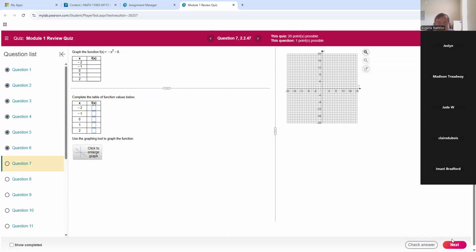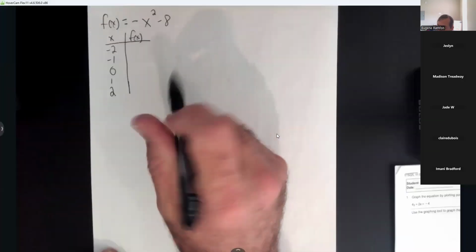All right, y'all, I think this is the last we got a graph, so let me think. F of x equals negative x squared minus 8. So the x's on this one, they're giving me negative 2, negative 1, 0, 1, and 2. All righty, so on this one, we're going to do the same thing. We'll figure out our table, and then we'll graph it.